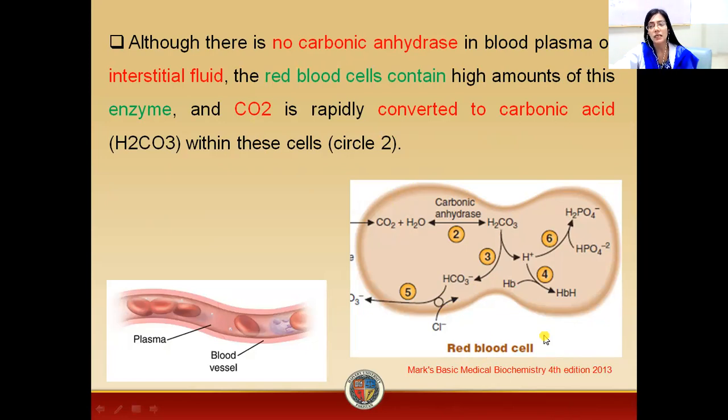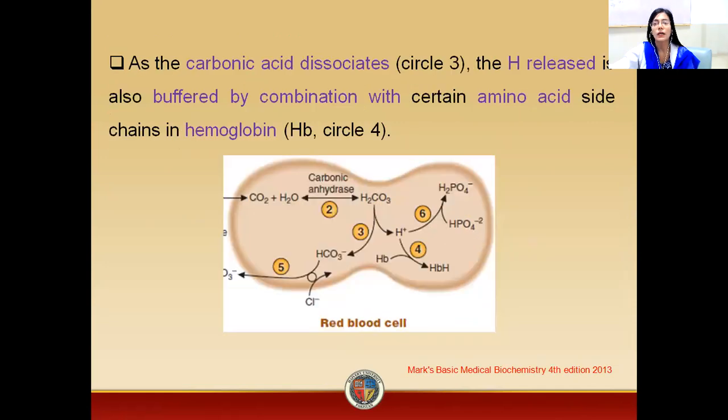This red blood cell contains a high amount of this enzyme, carbonic anhydrase, and carbon dioxide is rapidly converted into carbonic acid with the help of this enzyme, which is present in the red blood cells. When carbon dioxide combines with water, with the help of carbonic anhydrase, there is formation of an acid, that is H2CO3, carbonic acid. Now, this carbonic acid will then dissociate into hydrogen ions, and is buffered.